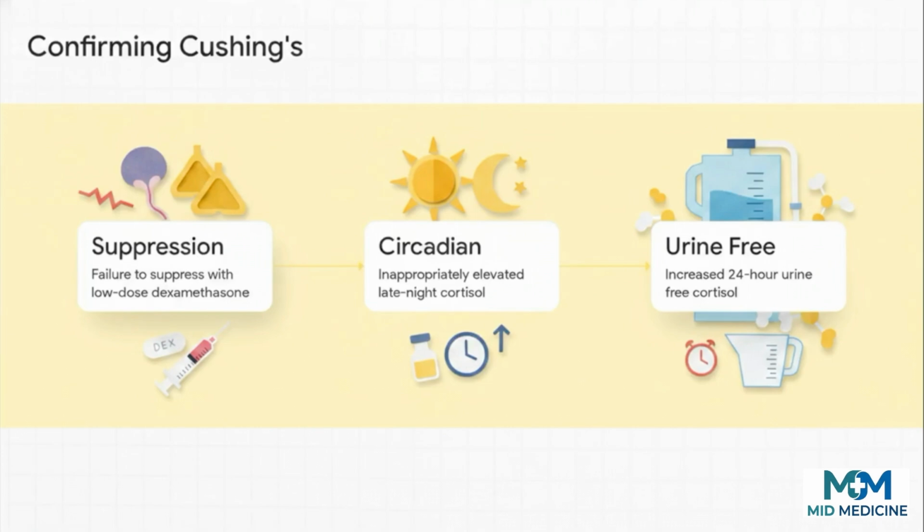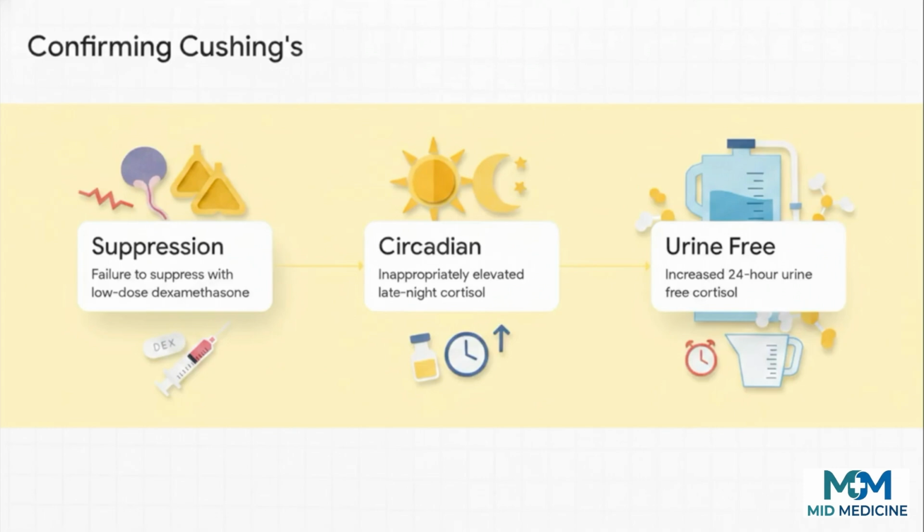First, we can try to suppress the system using low-dose dexamethasone, either overnight or over 48 hours. In a normal person, giving dexamethasone tricks the pituitary into shutting down ACTH, and cortisol drops. In Cushing's, the body completely ignores this and keeps pumping out cortisol. Why use dexamethasone?